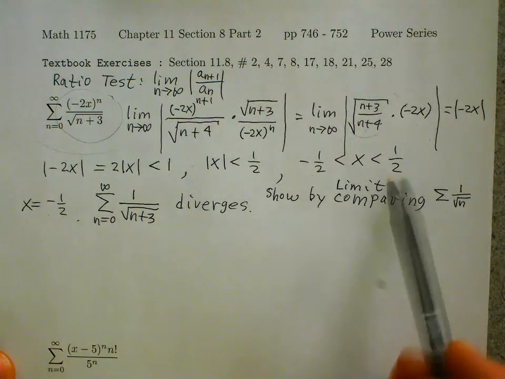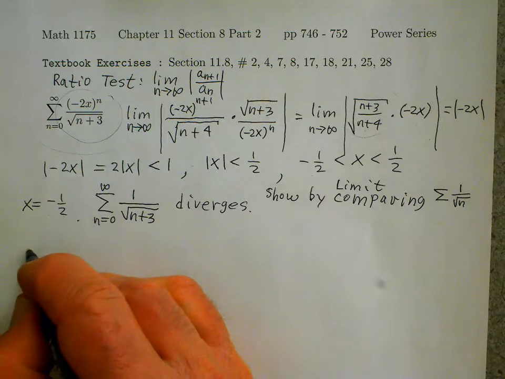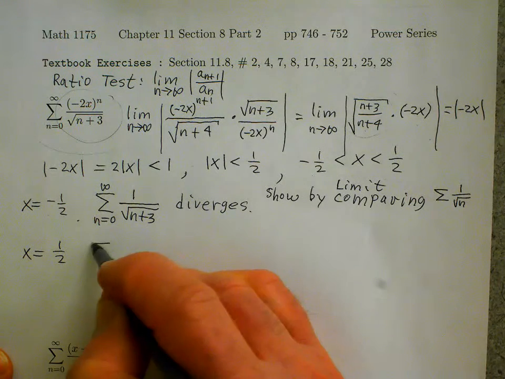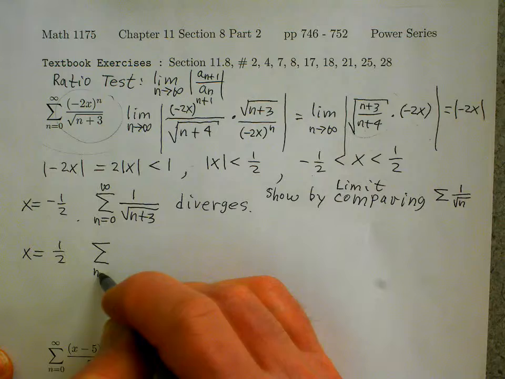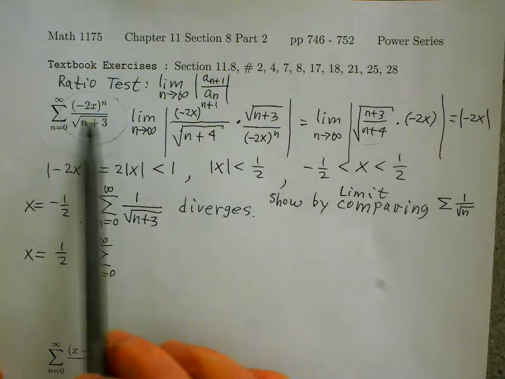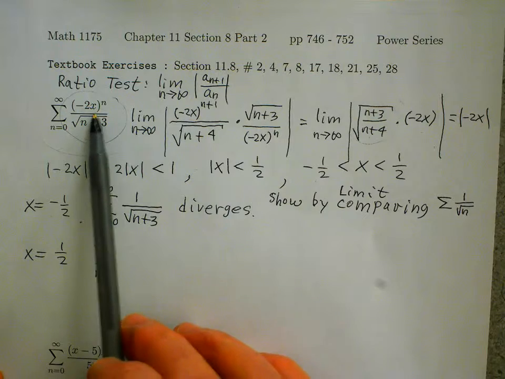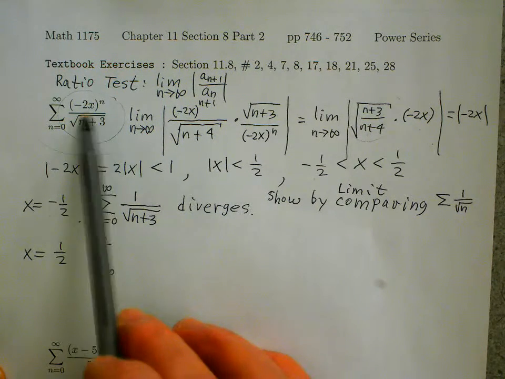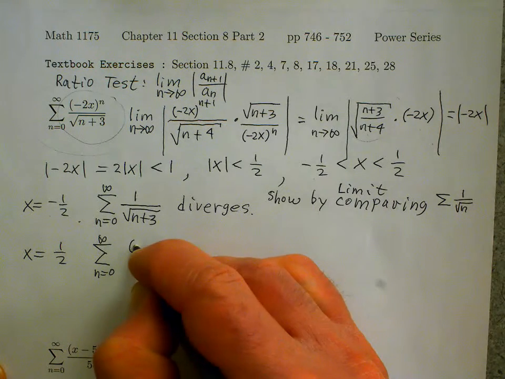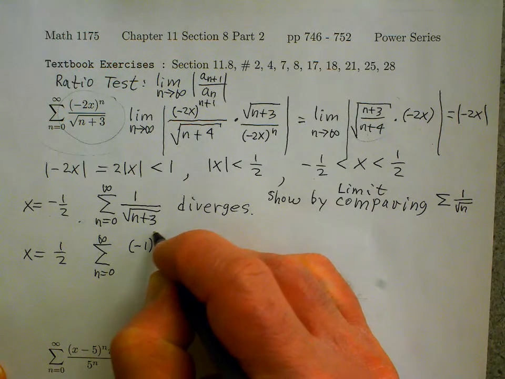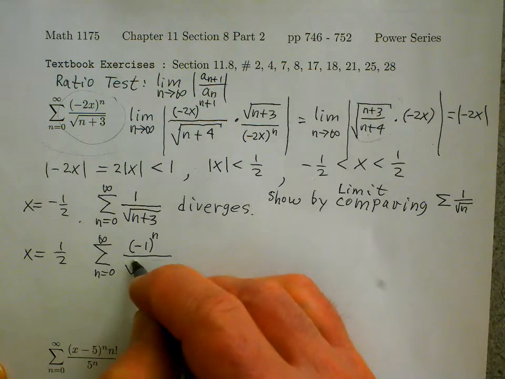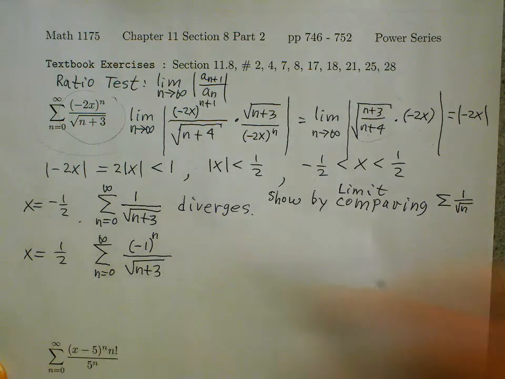Then we test the other endpoint, x equals positive 1/2. So this time, in the original series, when you replace x with positive 1/2, negative 2 times 1/2 is negative 1. So this time we do get an alternating series, negative 1 to the n divided by the square root of n plus 3.